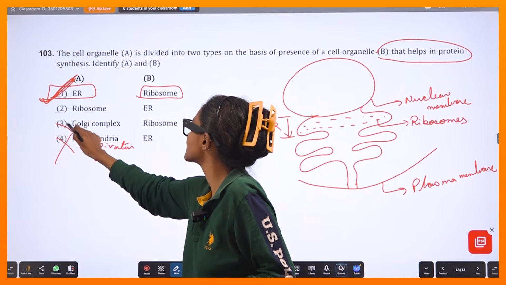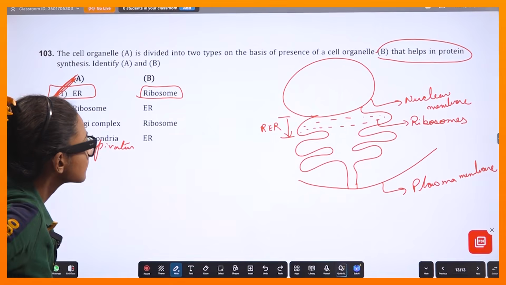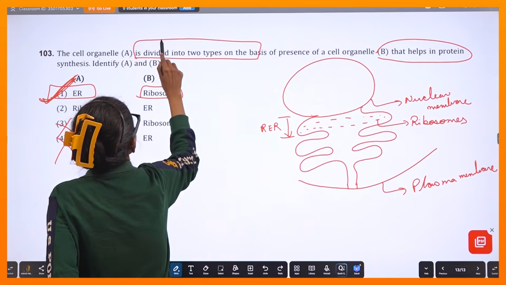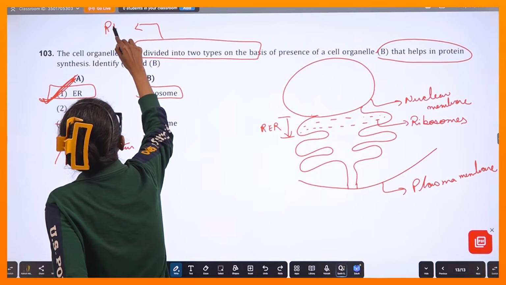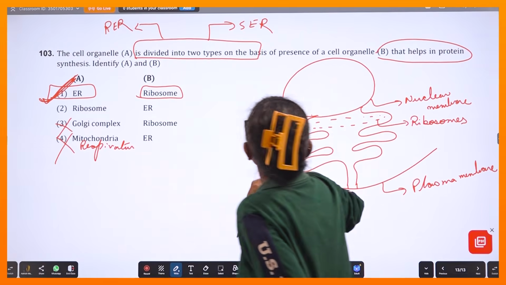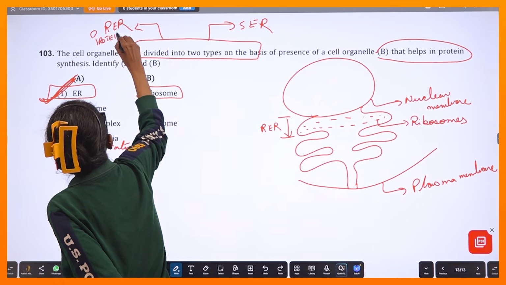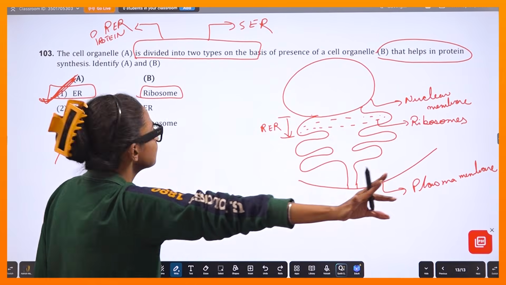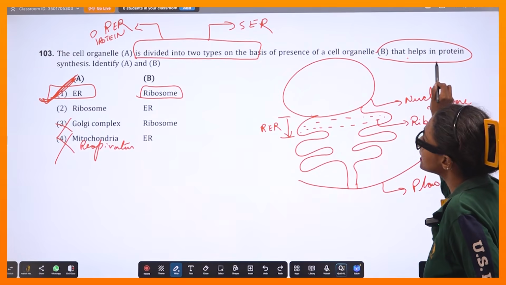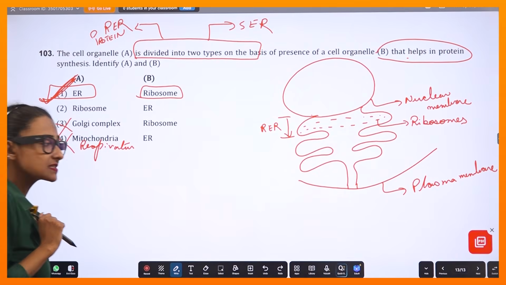Okay, Golgi complex, no. Okay, don't reverse it, right? It says cell organelle A is divided into two types. So one is your RER and the other one is your SER. Okay, so RER is associated with protein formation and SER is not associated with protein formation. Then it says what will B be? That helps in protein synthesis. Ribosomes located on RER. Correct? Fine.